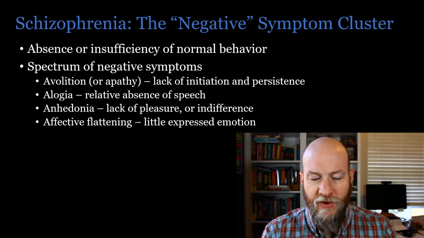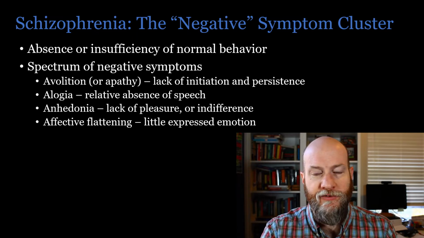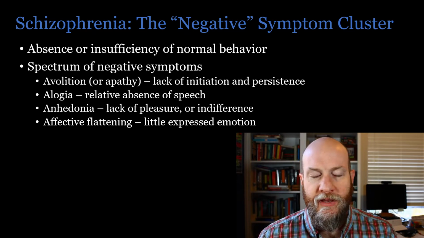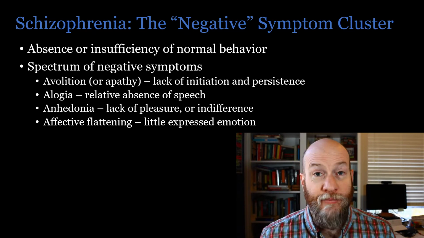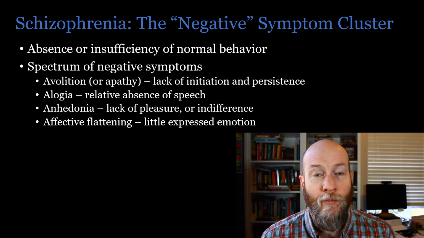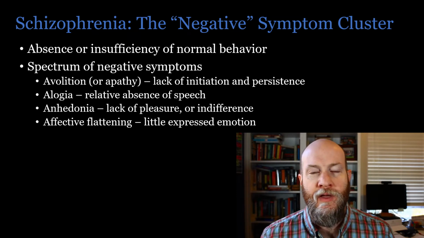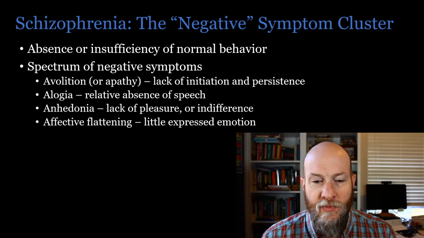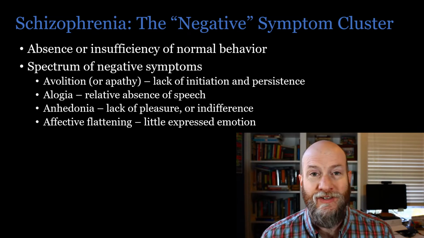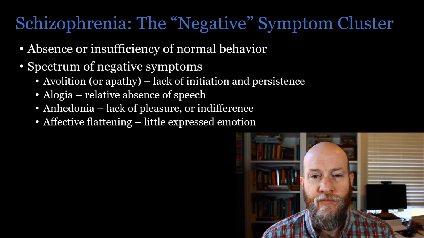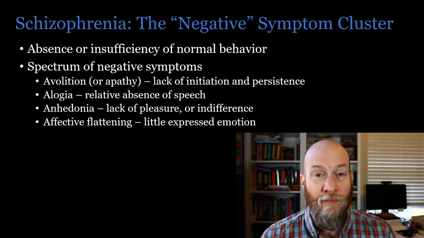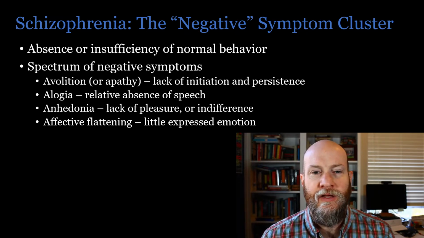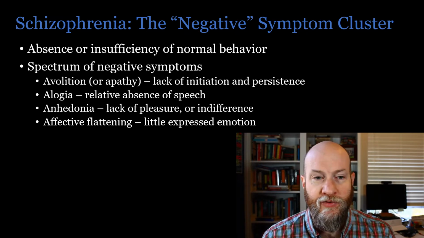So let's move on and talk a little bit about the negative symptom clusters. Remember, negative symptom does not refer to necessarily bad. What they're really referring to is the absence or the insufficiency of quote unquote normal behavior, a deviation from the norm by the absence of these functions that most people are able to engage with. So there's a spectrum of negative symptoms. Avolition, which is synonymous with the term apathy, is difficulty initiating behaviors and persisting in following through. So you might think of this as a lack of motivation or difficulty really initiating an important responsibility.